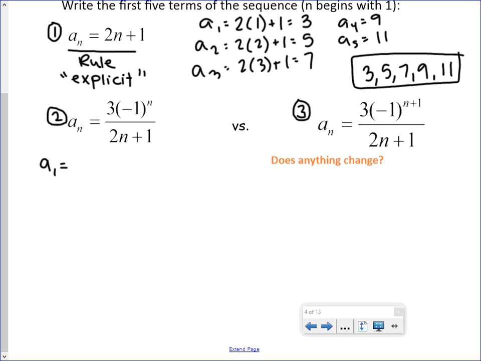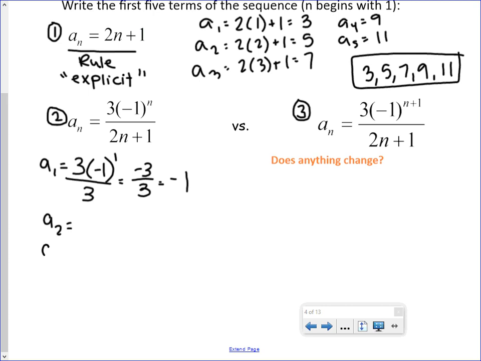We want to do the same thing, list the first 5 terms. So I'm going to start with number 2. I'm going to do a sub 1. In my numerator, that's 3 times negative 1 raised to the first. And then I'm dividing by 2 times 1 plus 1, but do you recognize that's number 1? That's the same sequence. So what was the first term there? 3. You have to do the exponent first. So negative 1 to the first is negative 1 times 3 is negative 3. So you might reduce that as negative 1.